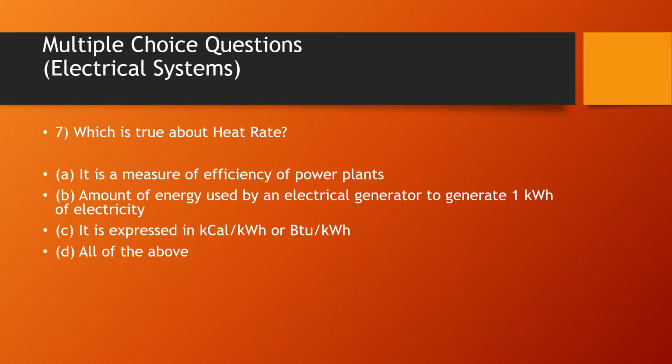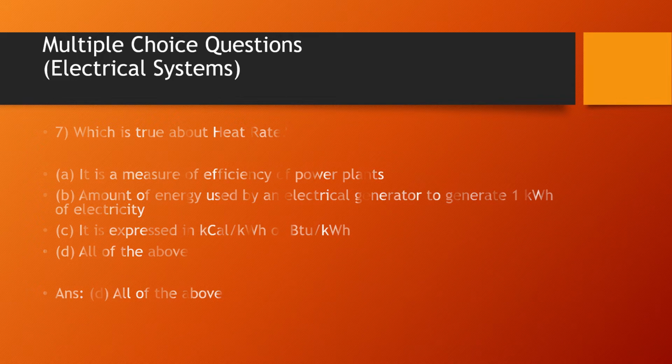And the next question is, which is true about heat rate? Option A is it is a measure of efficiency of power plants. Option B is amount of energy used by an electrical generator to generate 1 kilowatt hour electricity. Option C is it is expressed in kilocalorie per kilowatt hour or BTU per kilowatt hour. Option D is all of the above. And the answer to this question is option D, that is all of the above.